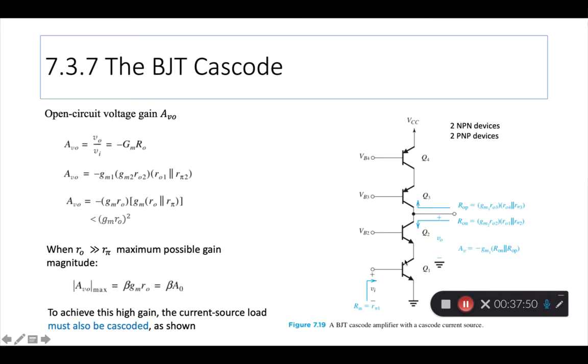So for the gain cell, an NPN gain cell, the current source load is a PNP device.